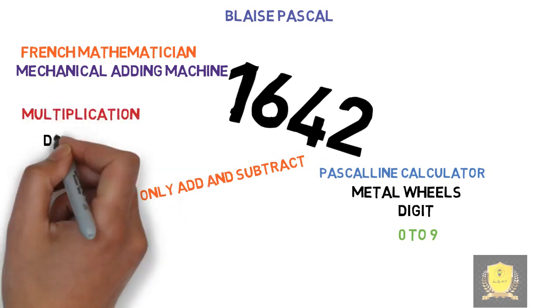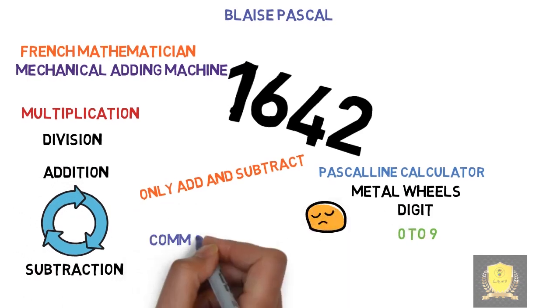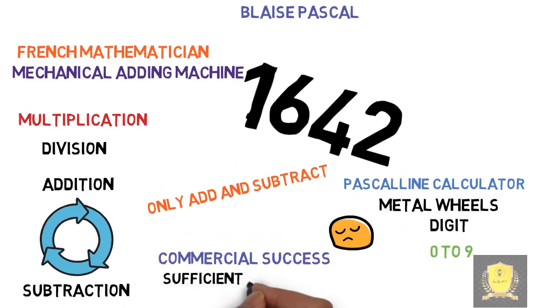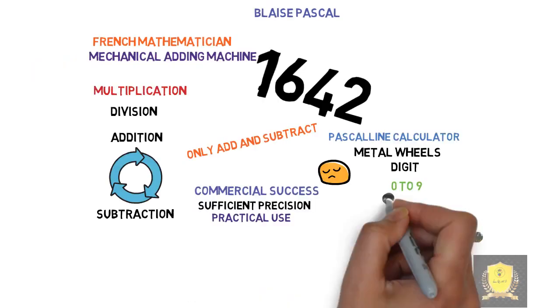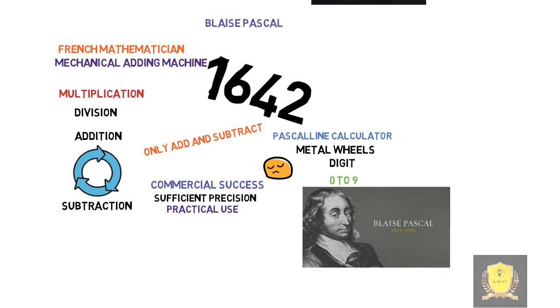Multiplication and division were performed by repeated subtraction and addition. It was not a commercial success because it could not provide sufficient precision for practical use. Here is the picture of Blaise Pascal.